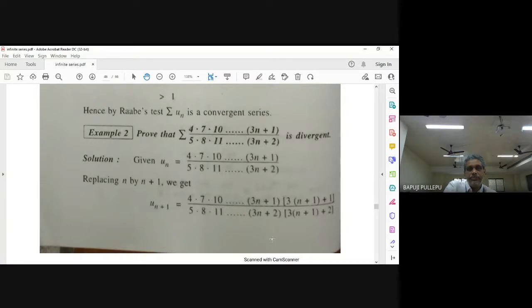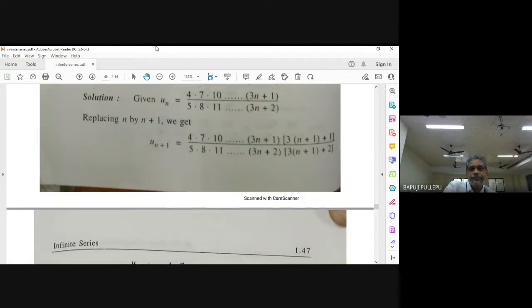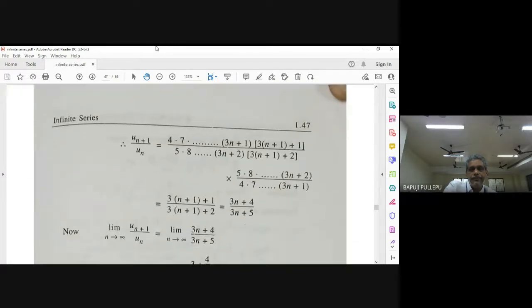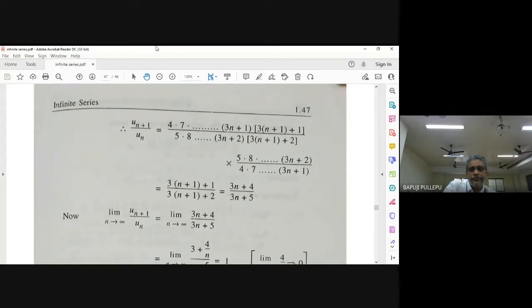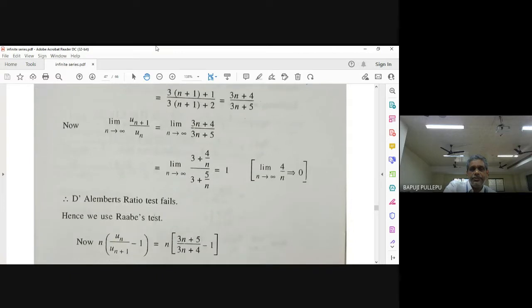So u(n+1) you can prepare. This is the nth term; for the (n+1)th term, in place of n you can write n plus 1. So 3 into (n plus 1) plus 1, 3 into (n plus 1) plus 2. Then simplify. You will get it. So this fails.